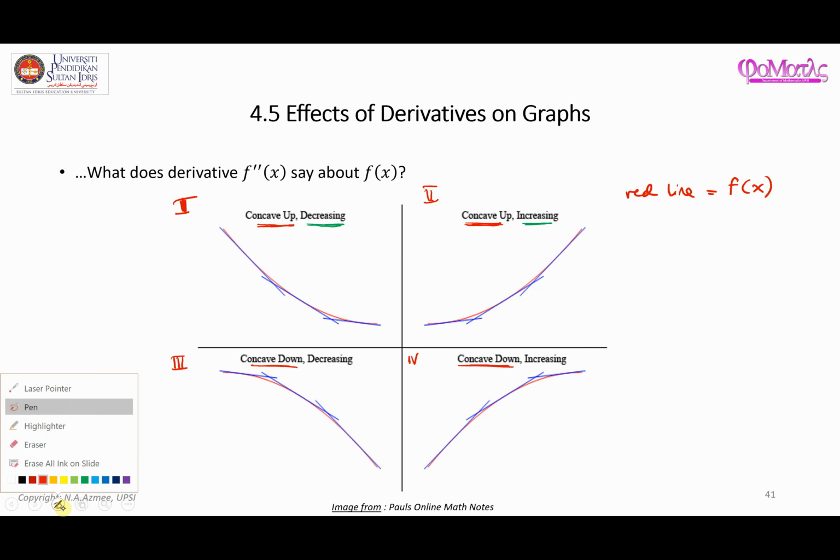As you can see here, this is an example of a graph that is decreasing in that interval, and this is a graph that is increasing in that particular interval.